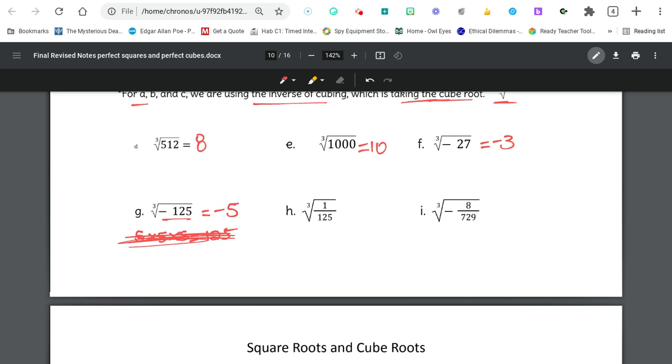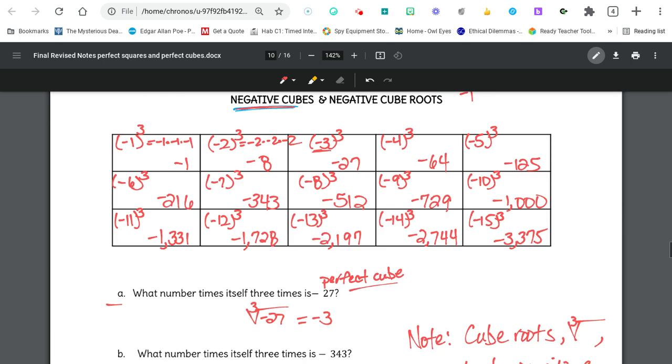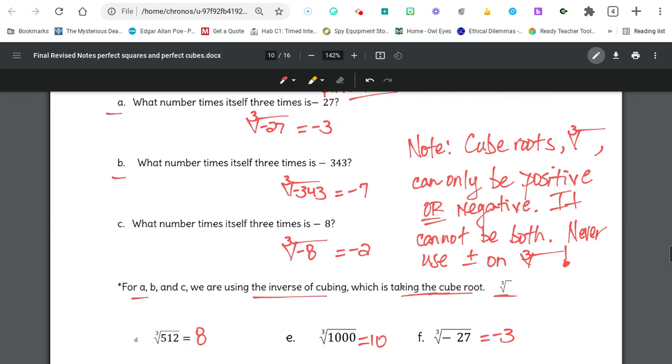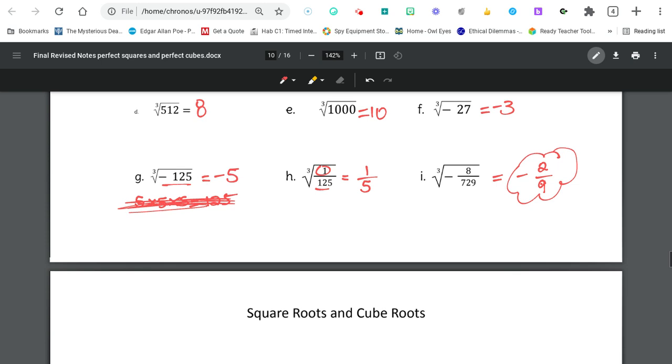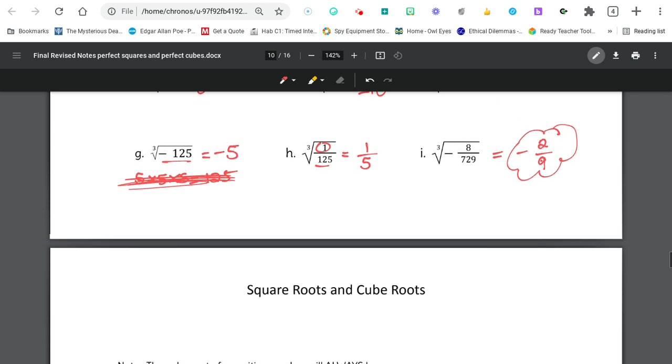All right, so on H, we're going to take the cube root of 1, which is 1, and the cube root of 125, which is 5. So the cube root of 1 over 125 is 1/5. I, it's negative, so I want to keep it negative. And the cube root of 8 is 2. And the cube root of 729 is 9, I believe. Yep, 9. I started to say 7, but 7 is 343. Make sure you keep it negative.